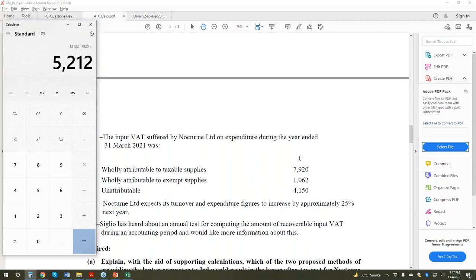And what is the benefit of satisfying the second test? I will be able to recover the complete 13132 input VAT from HMRC, even the VAT that relates to exempt supplies as well. I hope I have clarified this little bit tricky topic. And if it now gets tested in your exam, you'll be easily able to answer that.